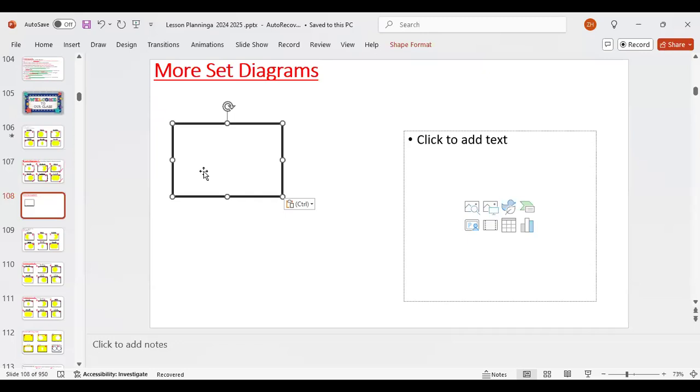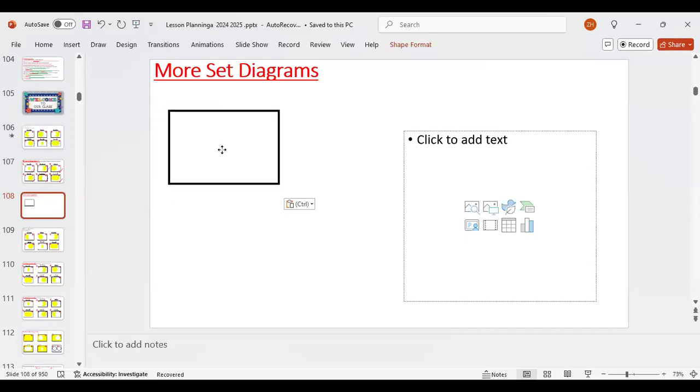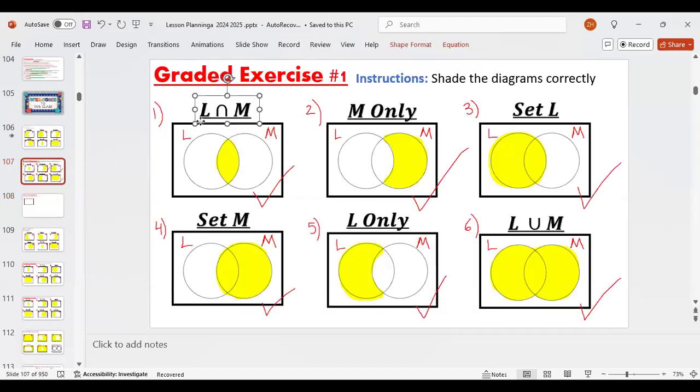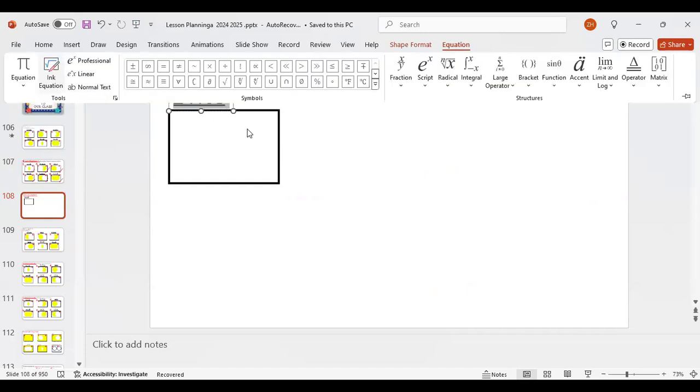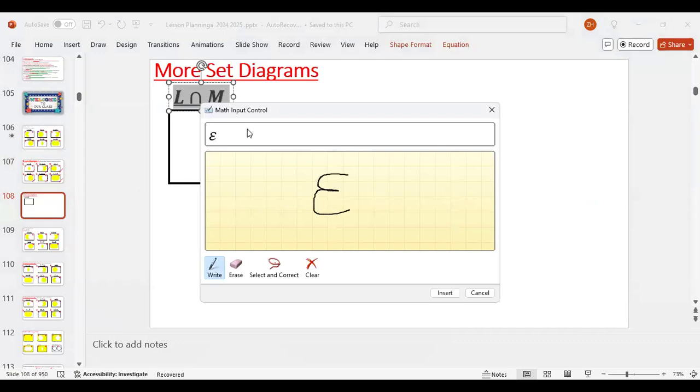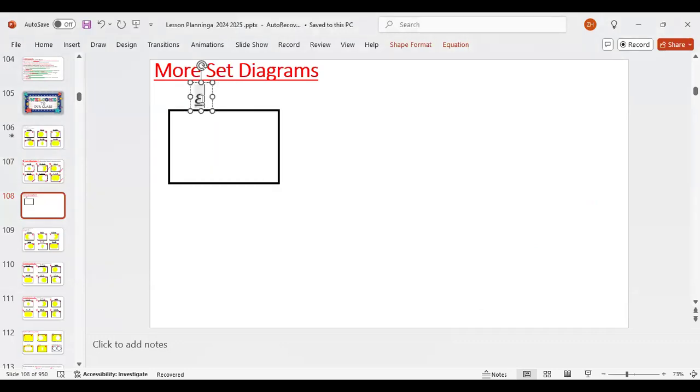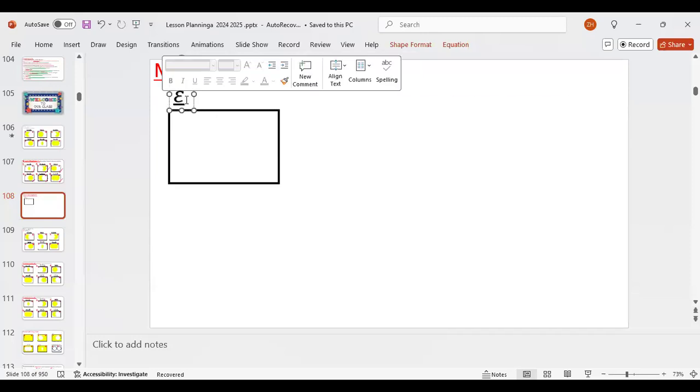Let me put this up a little because we have space. So let's say for this one I want, let me use a different symbol. I want to use this symbol. That means everything within the square.